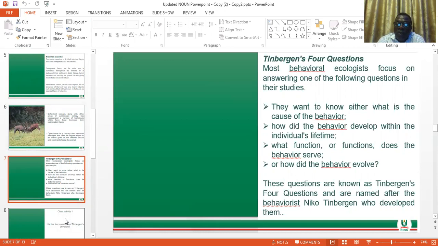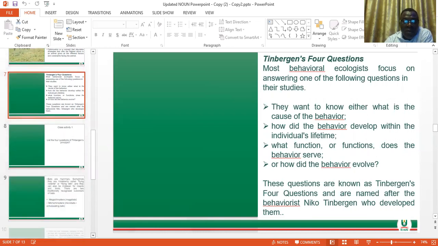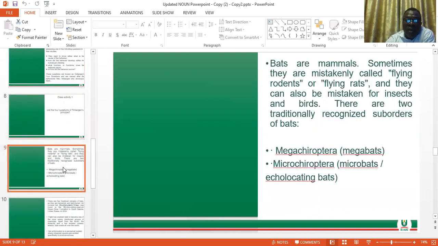One of them is what is the cause of the behavior. Ecologists propose answering these four questions. How did the behavior develop within the individual's lifetime? What function does the behavior serve? Or how did the behavior evolve? So once one is undertaking such studies, these questions are always a basis for understanding what animal behavior is all about.